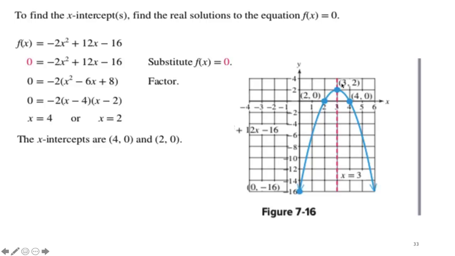Here's the vertex (3, 2). Here's the axis of symmetry, this pink line. It opens downwards. Here's the y-intercept, which is at negative 16. Here are the zeros, 2 and then 4. Notice that if I have those points, I can connect the dots and get a pretty decent picture of my parabola. So that's how you graph a quadratic function.